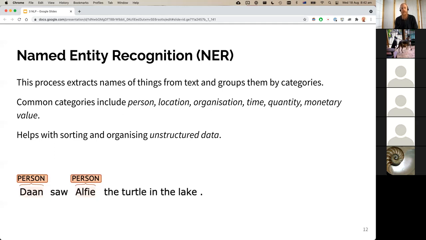Now this NER system hasn't learnt that turtles aren't people, but it's just a label. So this is an entity that's been labeled as a person. So it could be confusing if Alfie was actually a human, but we could potentially train the NER system to label things with person, label things with animal. So the categories are dependent on the way that the system has been trained.